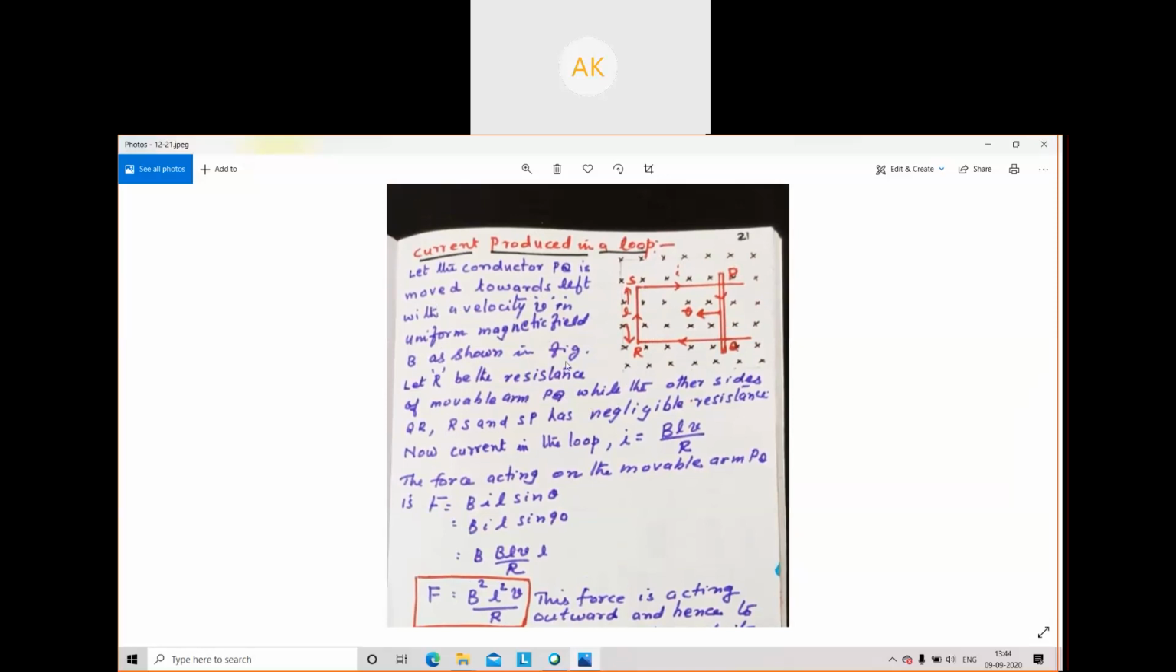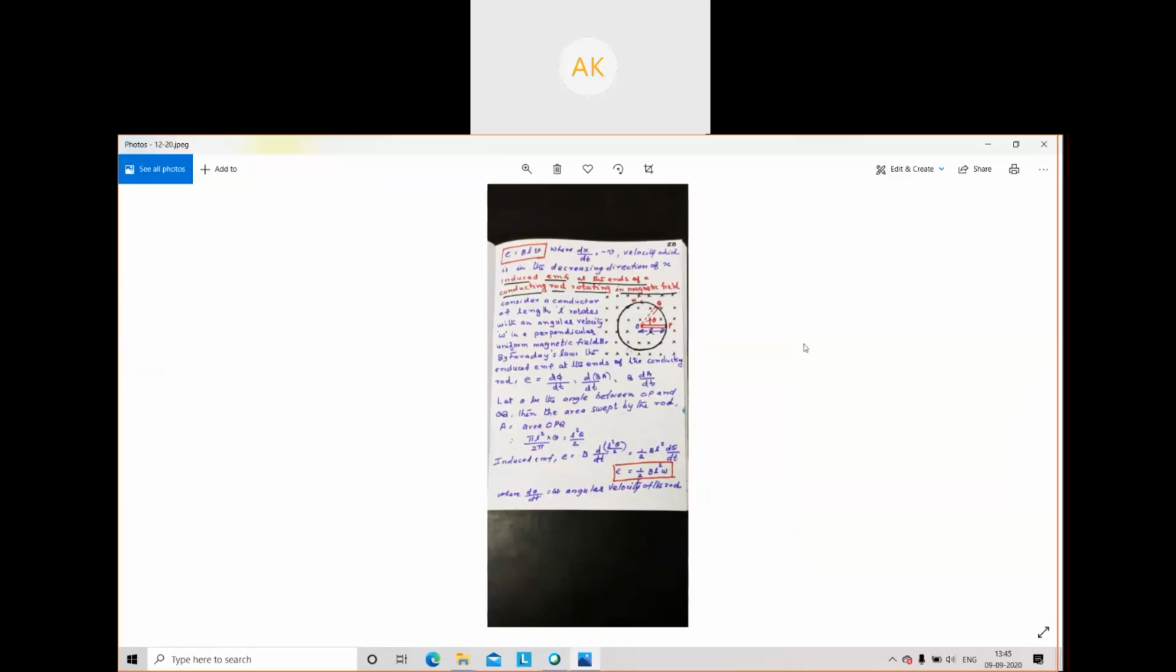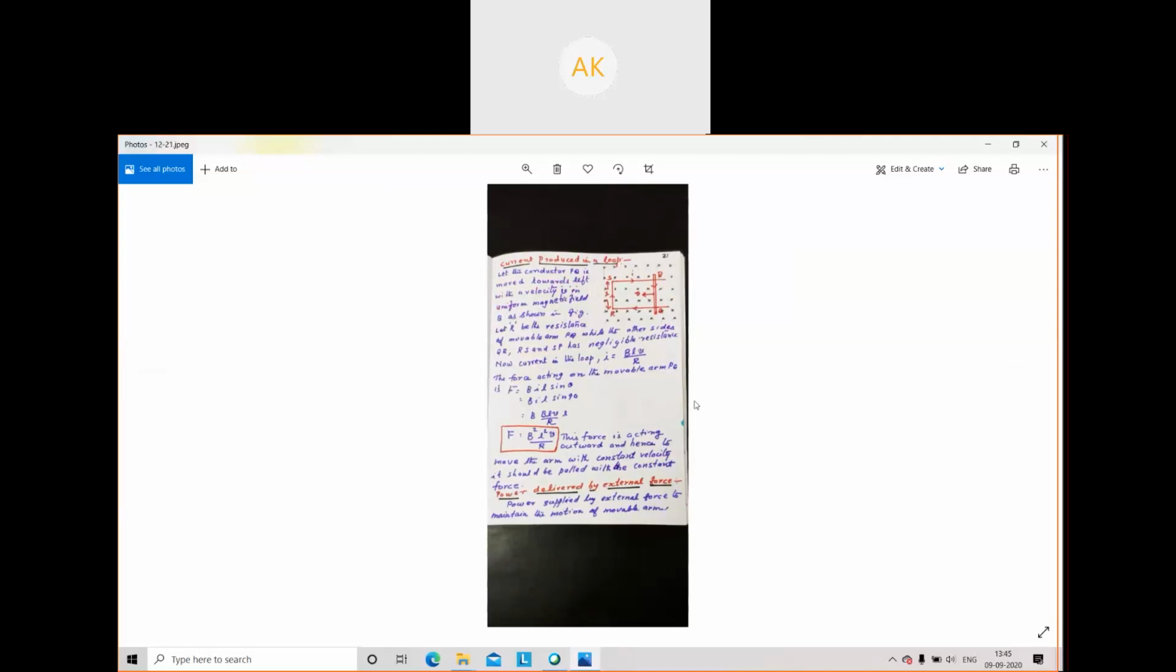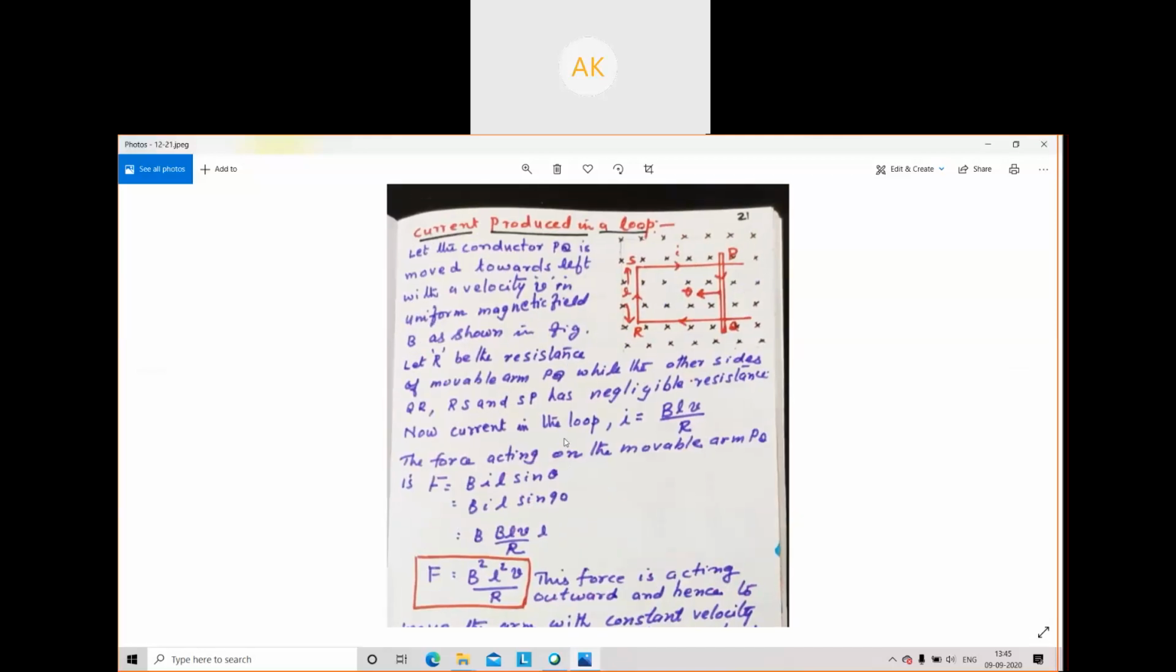Then current produced in a loop. Same case, a rectangular loop, and you can see a conductor PQ, which can be moved in or out. That means when it is moved towards left, the area enclosed by the loop decreases. When it is moved towards the right, the area enclosed by the loop increases.